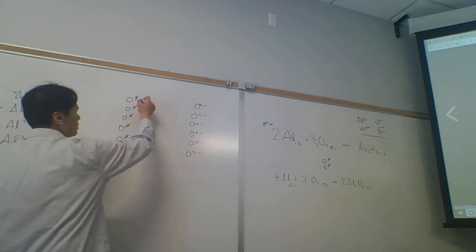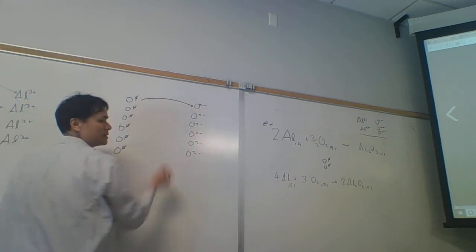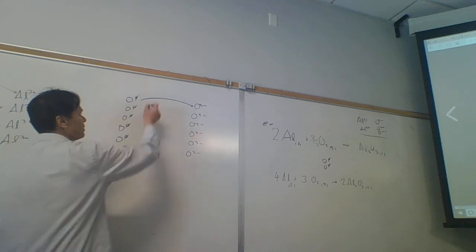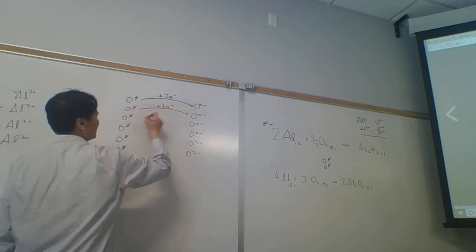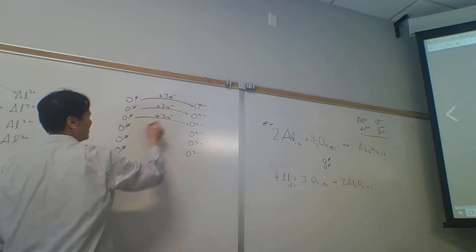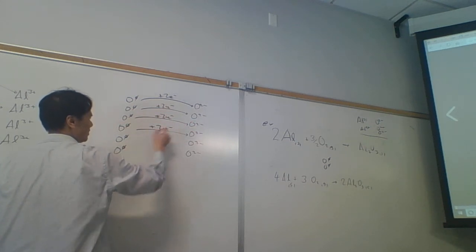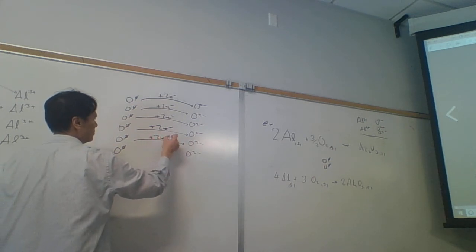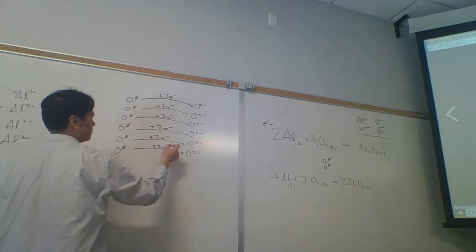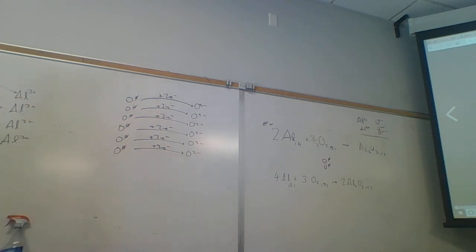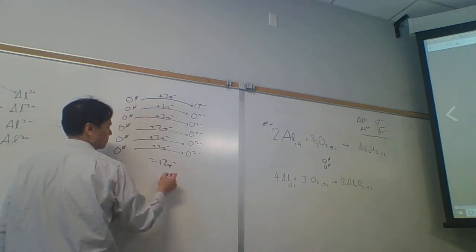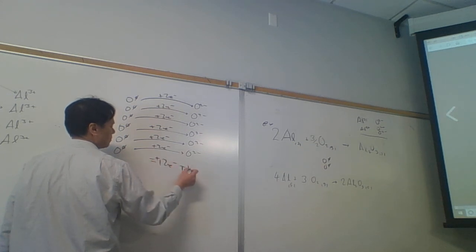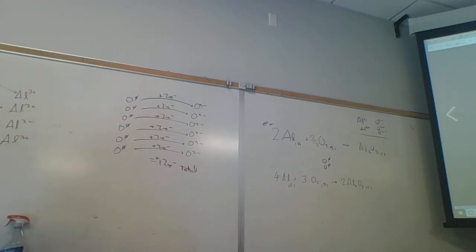Oxides. So oxygen goes from 0 to -2. That means it must have gained 2 negative charges. That means it must have gained 2 electrons. Plus 2 electrons for each oxygen. So in this case, the reducer lost a total of 12 electrons, and the oxidizer gained a total of 12 electrons. Plus 12 electrons total.